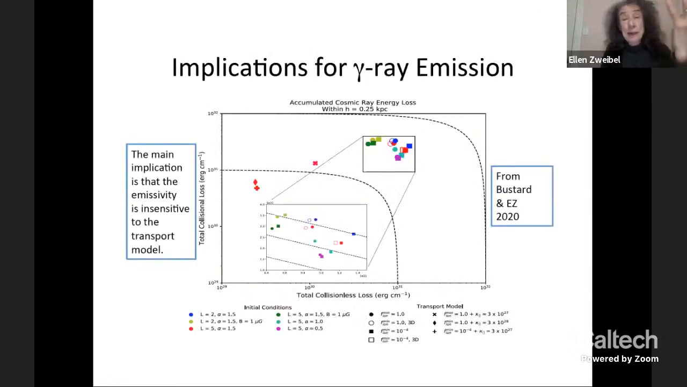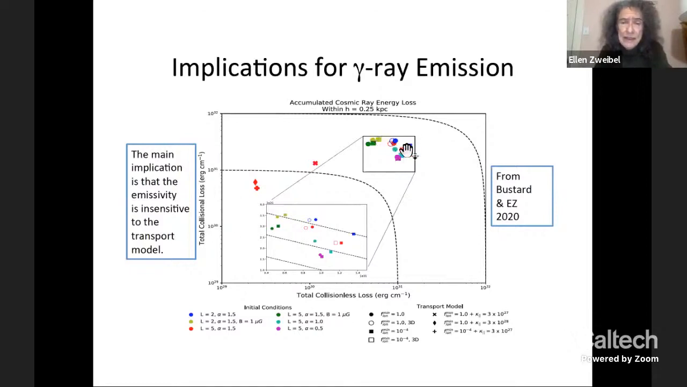So what are the implications for gamma ray emission? We did this very careful study. We have low density gas, high density gas, high resolution simulations, different field strength. And here is a plot that summarizes everything. So here is a plane of collisionless loss. So this is the v_A·∇P cosmic ray term. And this is the collisional energy loss. We took that into account, a simple model of gamma ray production, pion production.